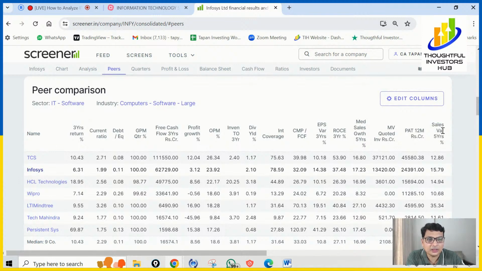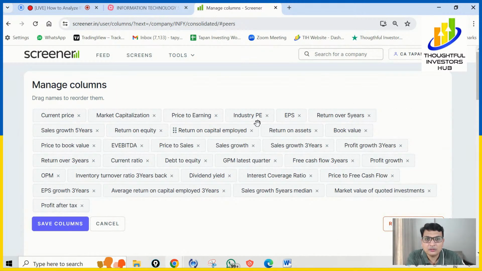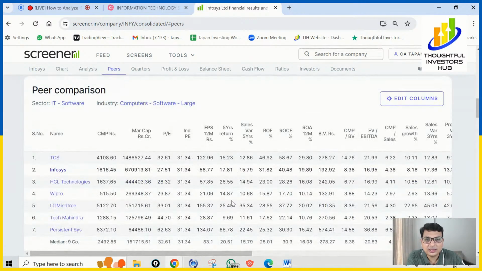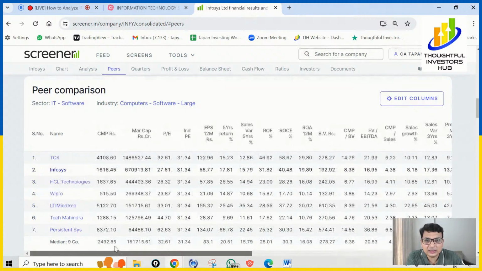Okay, it is available. So again, you can change the sequence also, if you want to bring it here. Suppose you want to bring it somewhere here, after return over 5 years, and you save columns and you go here. Then it comes here, see, sales variance 5 years. So basically, you can change the sequence also. It is as simple as that.